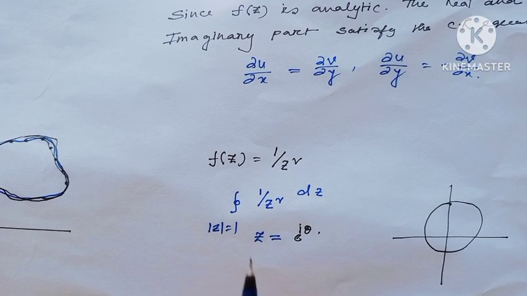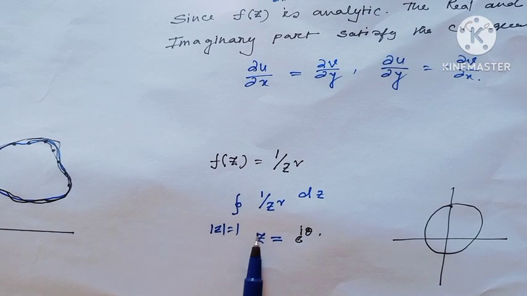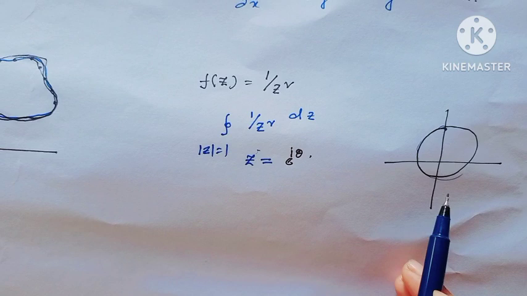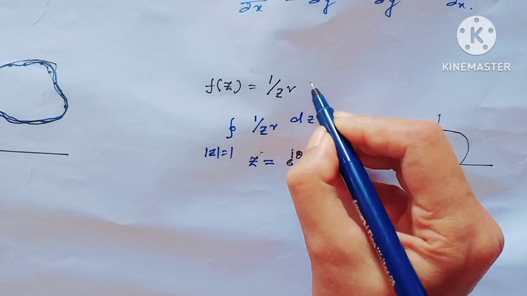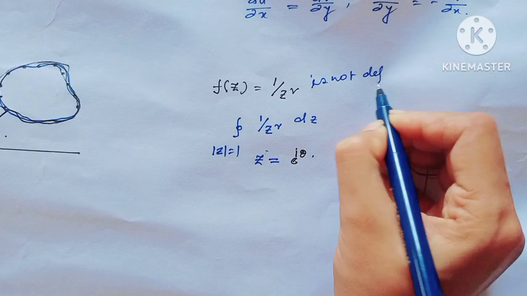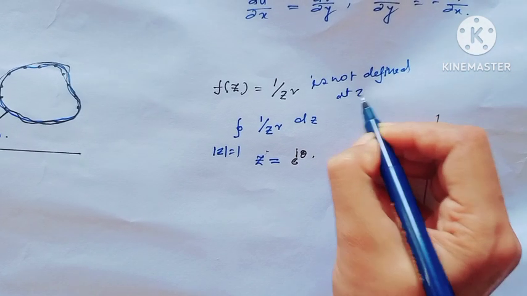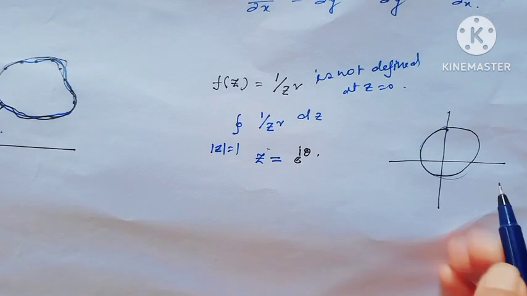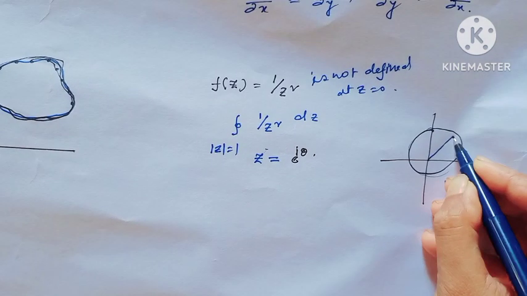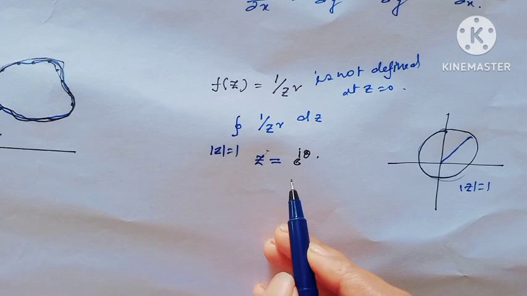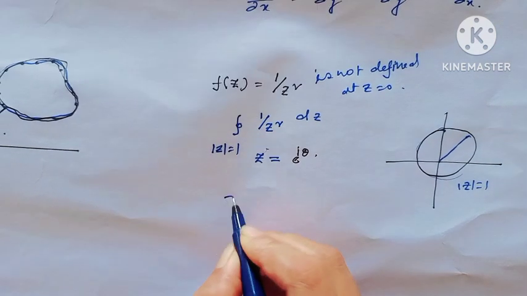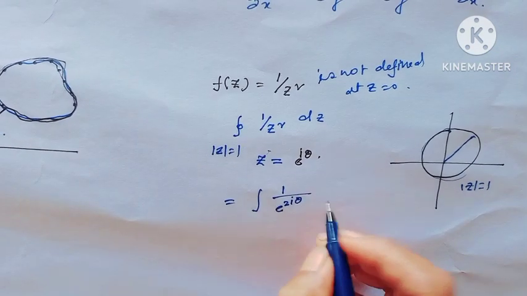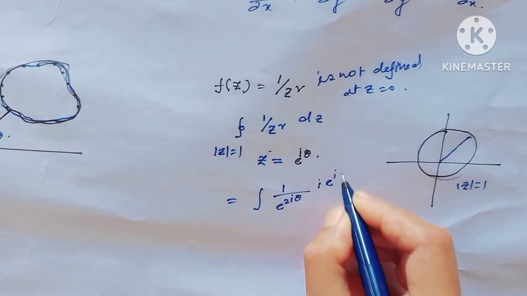Next, consider f(z) equal to 1 over z squared. In this closed curve, mod z equal to 1, obviously f(z) is not defined at z equal to 0. Here the integral is over the closed curve mod z equal to 1, which means the radius is 1. So consider z equal to e to the power i theta. Then this value would be 1 over e to the power 2i theta, and dz means i e to the power i theta d theta.